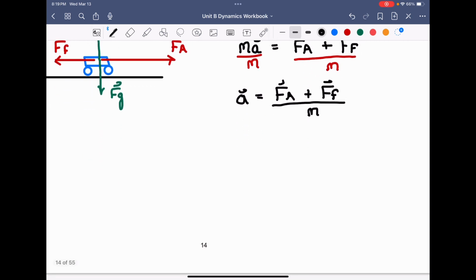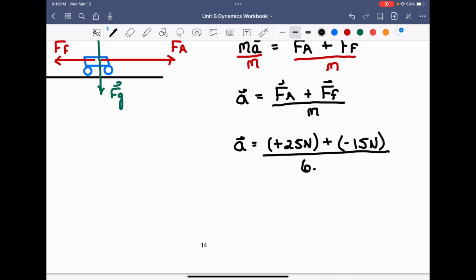Now, to wrap up this problem, we need to figure out the acceleration by actually plugging in the magnitudes. For the first one, positive 25 newtons because it was moving in the right direction, plus negative 15 newtons, which is in the left or opposing direction, divided by the mass, which is 6.0 kilograms. As you can see, I'm putting in not only the sign indicating direction, I'm putting units for everything, and I'm making sure to include the full number. Therefore, when we simplify this, I'm going to get the following.